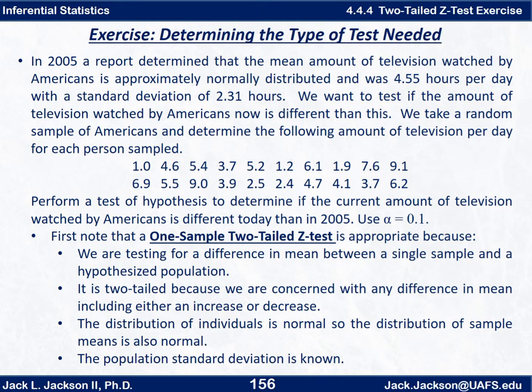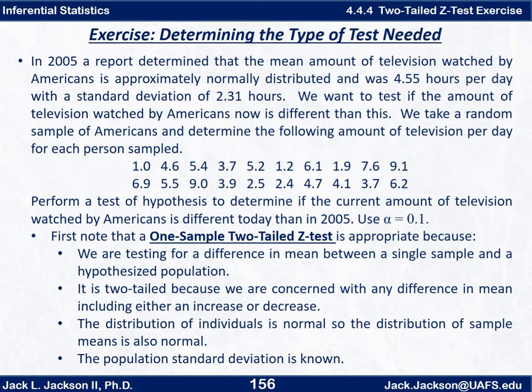Now, first note that this is a one-sample, two-tailed z-test, and why is that the case? Well, first of all, we're testing for a difference in mean between a single sample and a hypothesized population. That makes it a one-sample test of means. It's two-tailed because we're concerned with any difference in mean, including either an increase or a decrease. So we're going to be looking at critical regions or probabilities on both tails.